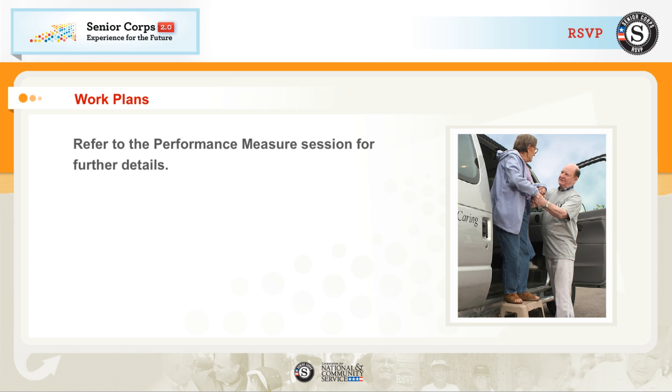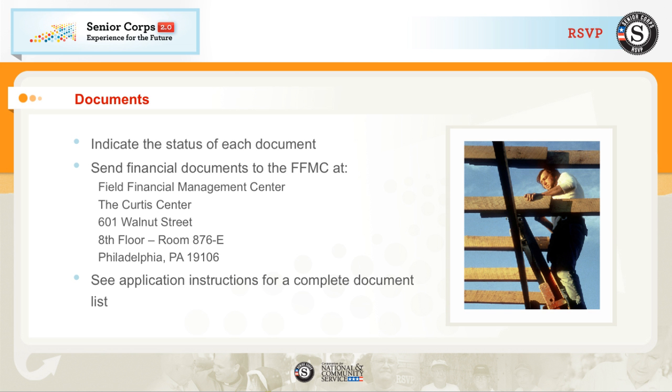After you enter your work plans, the next section in eGrants is Documents. In this section, you will indicate the status of all required supplemental documents for your application. The options for document status include already on file at CNCS, not applicable, sent, or not sent. Documents cannot actually be attached in eGrants. For competitive applications, all items marked as sent in eGrants should be sent to the address listed in the NOFO. For continuation applications, all items marked as sent in eGrants should be sent to your CNCS state office.